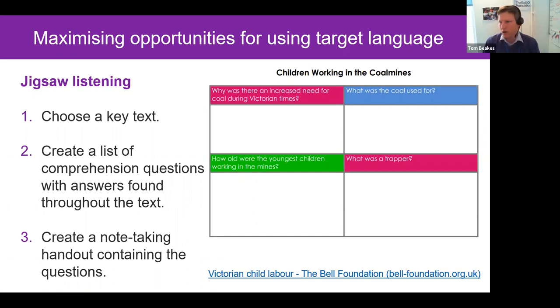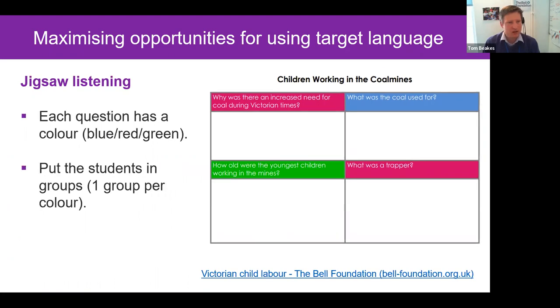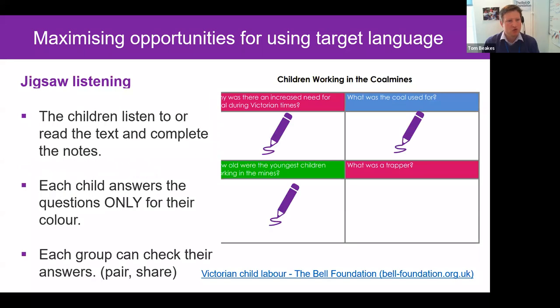So where the jigsaw part comes in then is that each question has a color assigned to it. So one way of managing this would be to put the students in groups and assign each group a color. So we have the red group, you're answering the red questions. The blue group, you're answering the blue questions. The green group, you're answering the green questions. So they go away. The children listen to or read the text and complete the notes. And remember, each child's only answering the questions for their color only. And then if they're working in groups, they can check their answers with their partners.